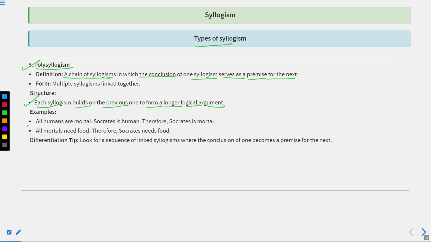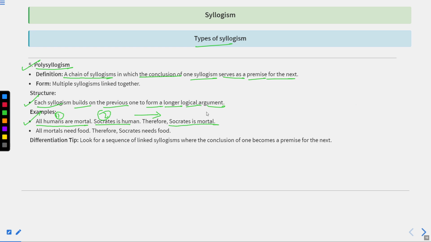Now how will it be? So the first statement says, in this example, that all humans are mortal. Okay, this is the first statement. Then you have the second statement, which says Socrates is a man. Now the conclusion or the inference from this would be that Socrates is mortal.